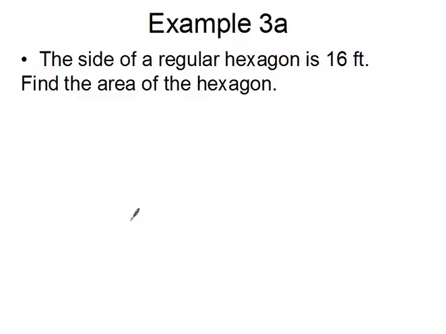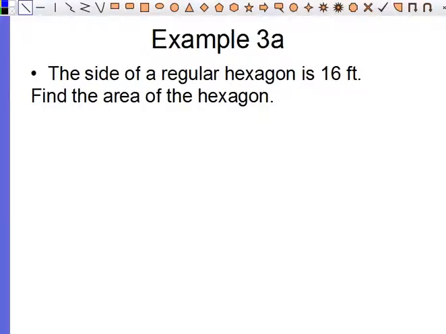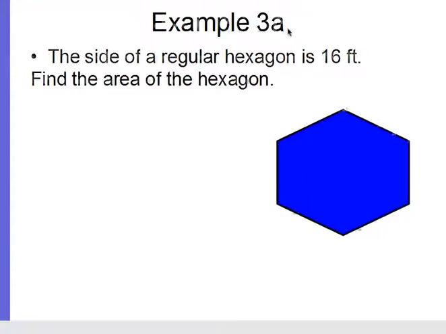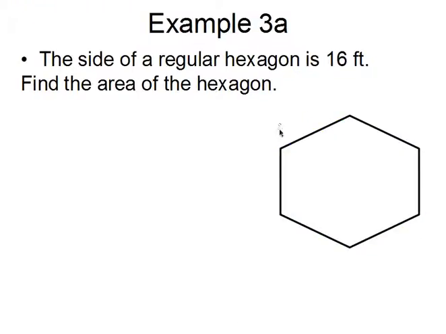The side of a regular hexagon is 16 feet, and it says to find the area of the hexagon. So maybe we need to draw a hexagon. Let's draw one first, and then we'll go from there. Okay, it says the side is 16 feet. So that means all of its sides are 16 feet. So, think of all these triangles that are in the middle of this shape. Okay, we just had a hexagon.